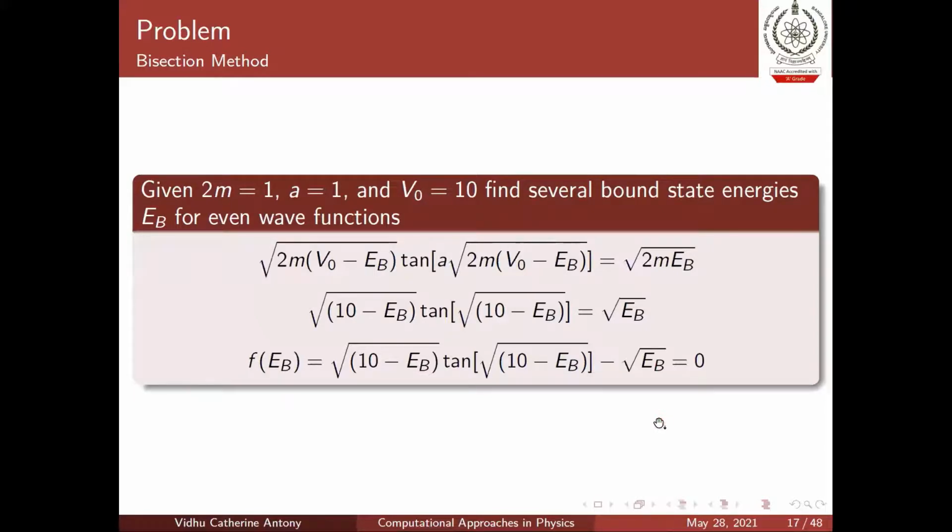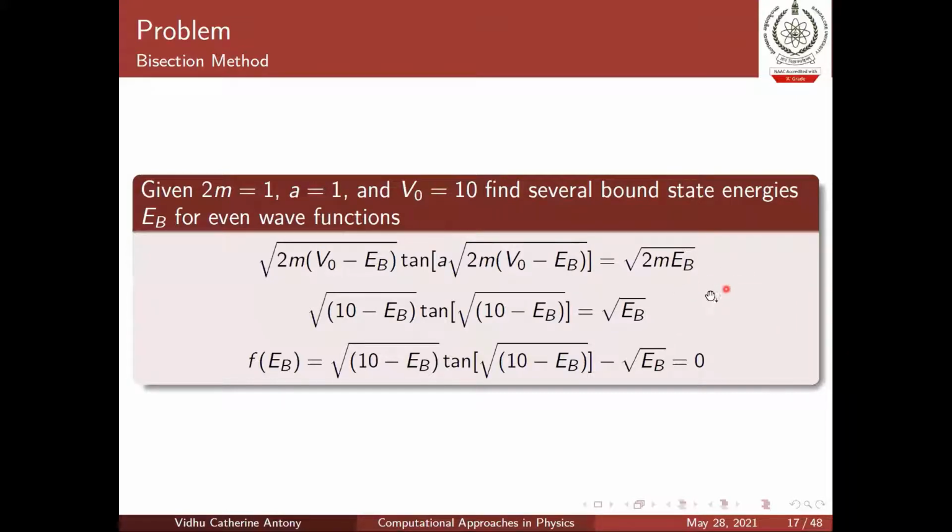Okay, so I told you what? I told you to remember that this particular equation is what you need to remember. You've equated your h bar to be 1, so let's neglect that. Now what do you have? You're given that 2m is equal to 1, a is equal to 1, p0 is equal to 10, and find several bound state energies EB for your even wave functions.